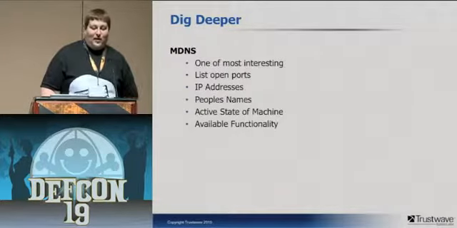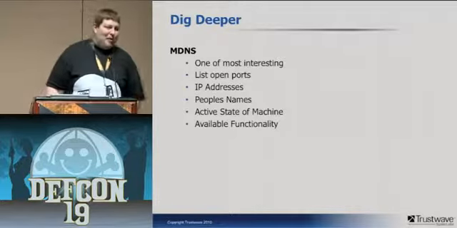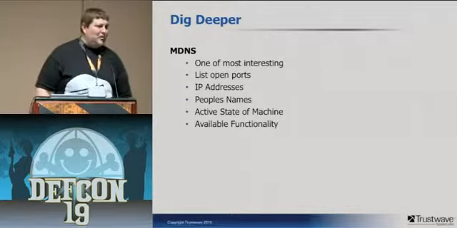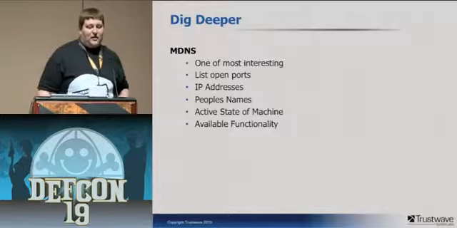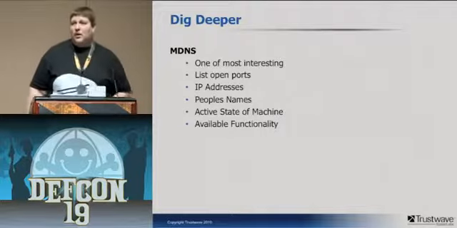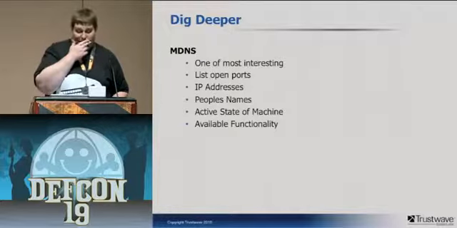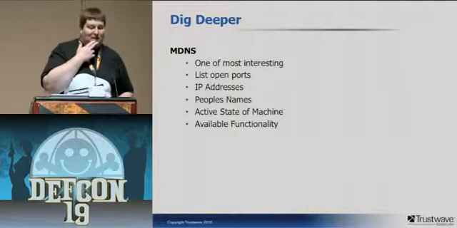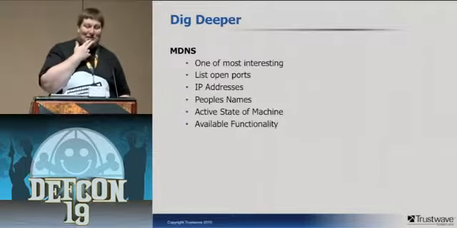MDNS is my favorite one. It can give you everything from a list of the open ports, so it's basically a free port scan for Mac in a lot of cases. A lot of the ones that I see for this are Mac related as far as listing open ports. Just from hanging out and listening to MDNS data, you can figure out what ports are running, whether or not sharing is enabled, and all sorts of other goodies. And the only thing that I can figure out is that my Mac must be a whore, because it wants everybody to know what's open.